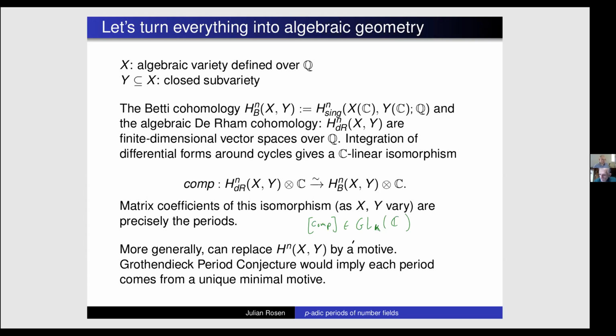And let me mention also that this definition, if one looks at matrix coefficients for this comparison isomorphism, for X and Y varying over all varieties, one really does get the same class of numbers that I defined on the previous slide.